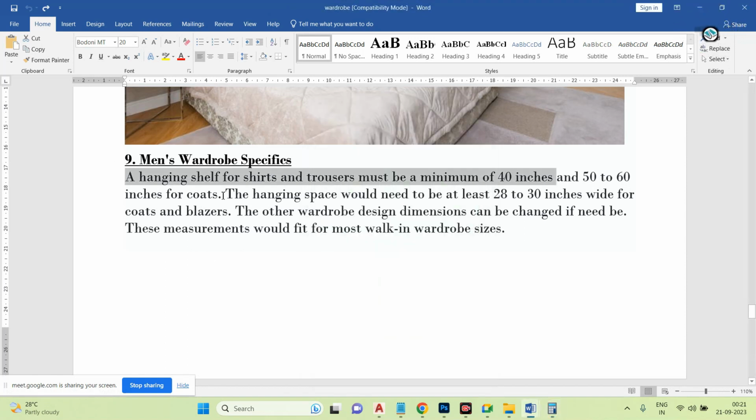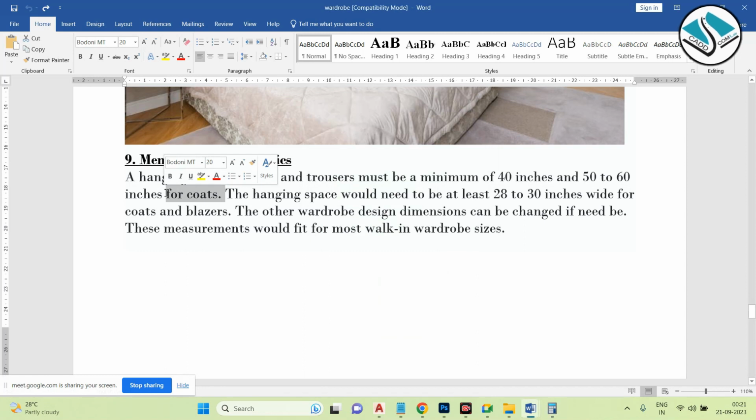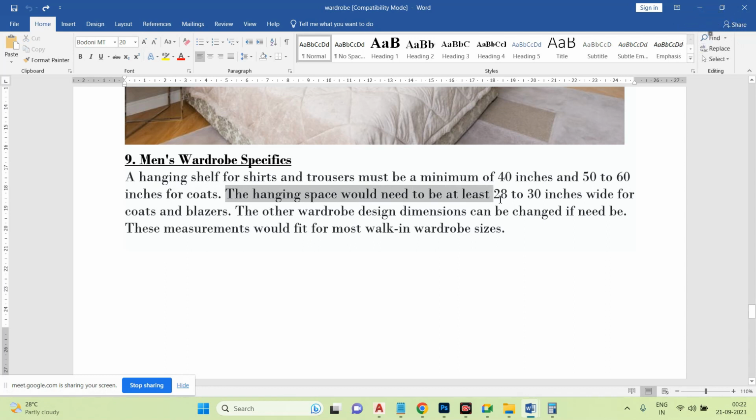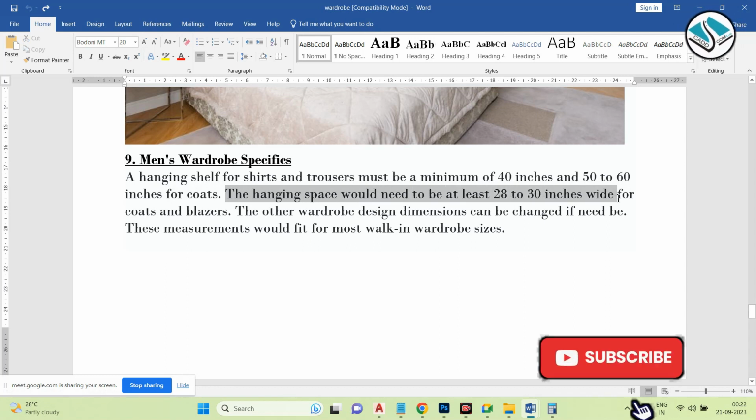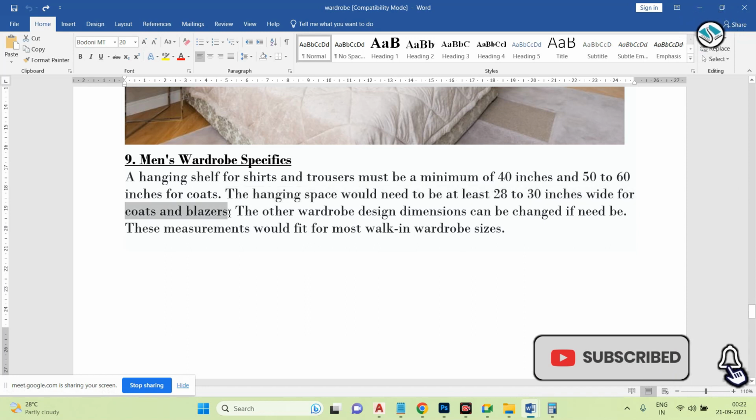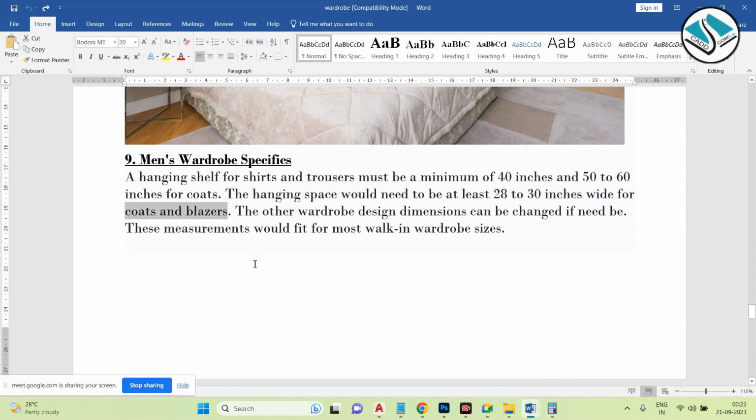Why? For coats. The reason is the hanging space would need to be at least 28 to 30 inches wide for coats and blazers. So that's why we use the standard size of the wardrobe.